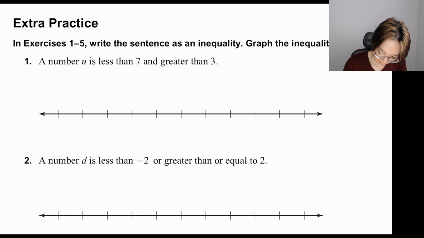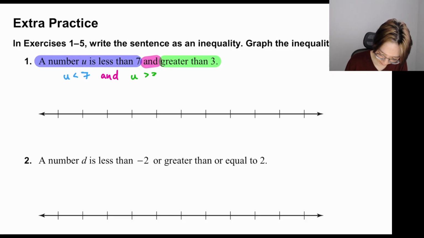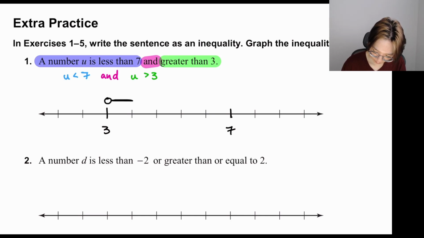Number u is less than 7. This is a little bit bigger. Number u is less than 7 and greater than 3. So we have u is less than 7 and same number u is greater than 3. So for graphing them, let's just put 3 right here, 7 right here. Open circle at 3. It's everything greater than 3, so it goes that way. Open circle at 7, everything less than 7, so it goes that way. Perfect, they do overlap. Where do they overlap? They overlap right here.